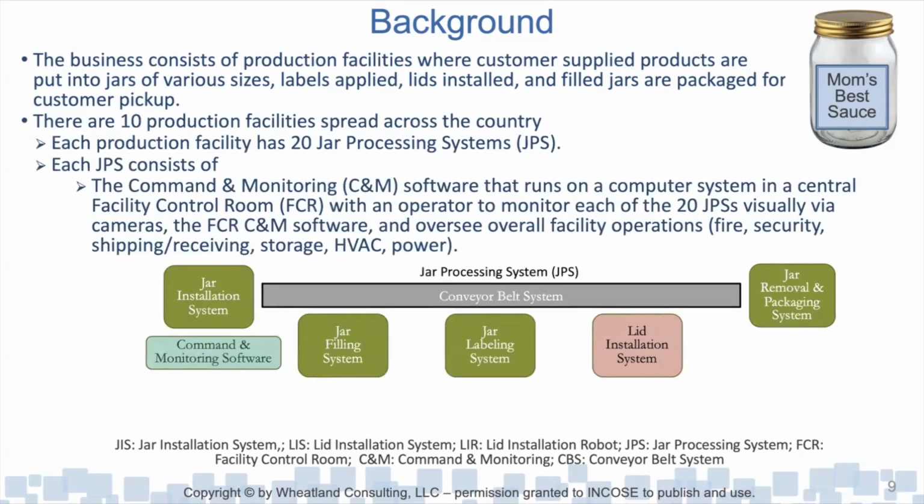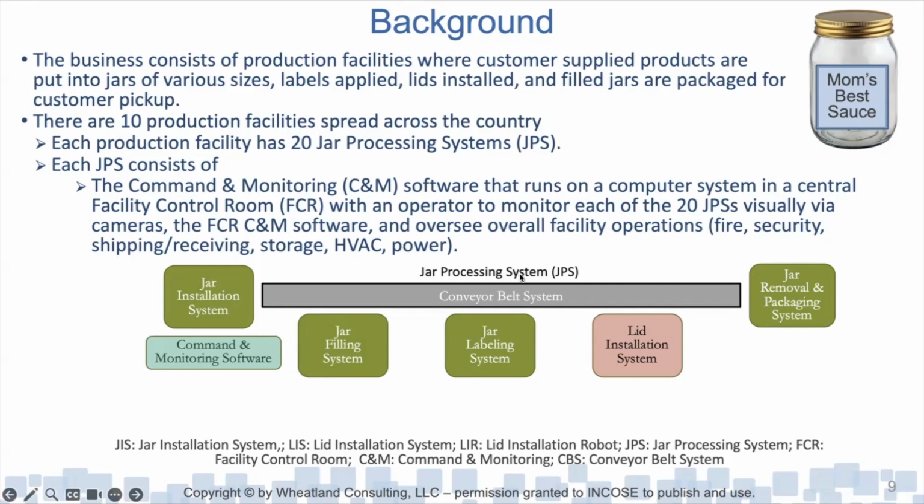Each jar processing system consists of command monitoring software that runs on a computer system in a central facility control room, which has an operator that's going to monitor each of the 20 JPSs via the cameras, the C&M software, and overall facility operations: fire, security, shipping, receiving, storage, HVAC, power.